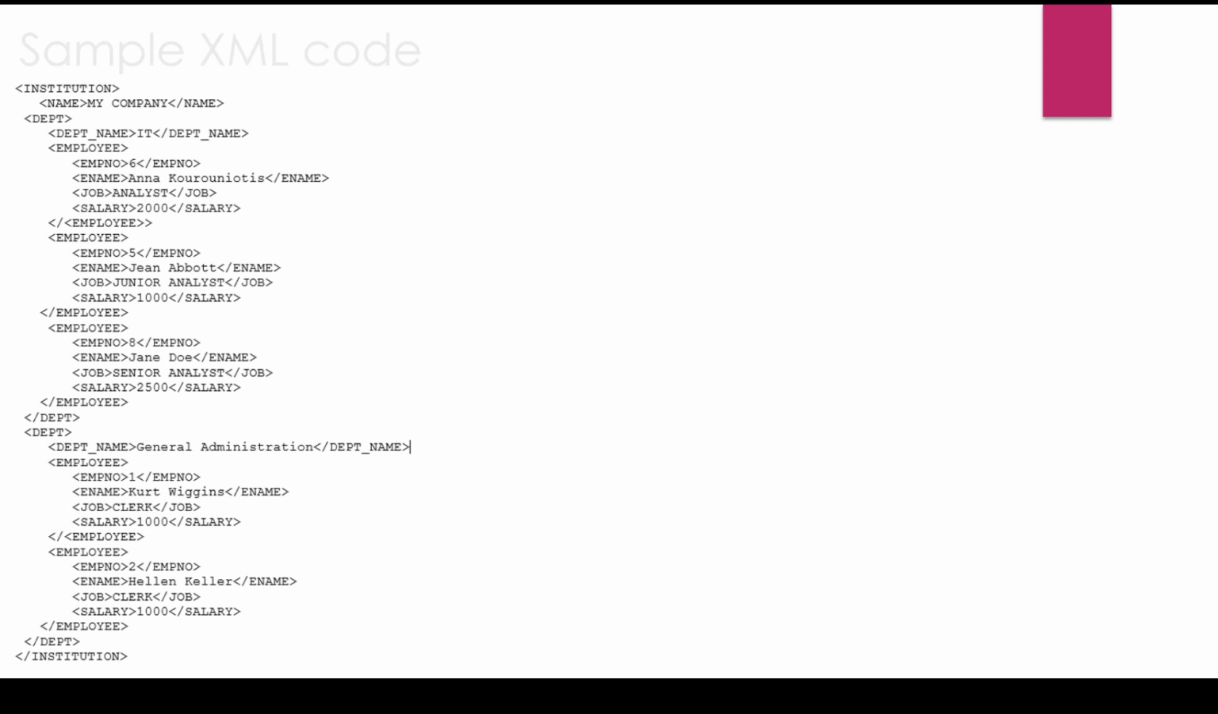So this is an example of a simplified XML file. It contains information about an institution or a company with a little bit of data on their employees, such as what department they're in, their employee number, their name, their job, and their salary. And this is all fictitious data that we are working with.